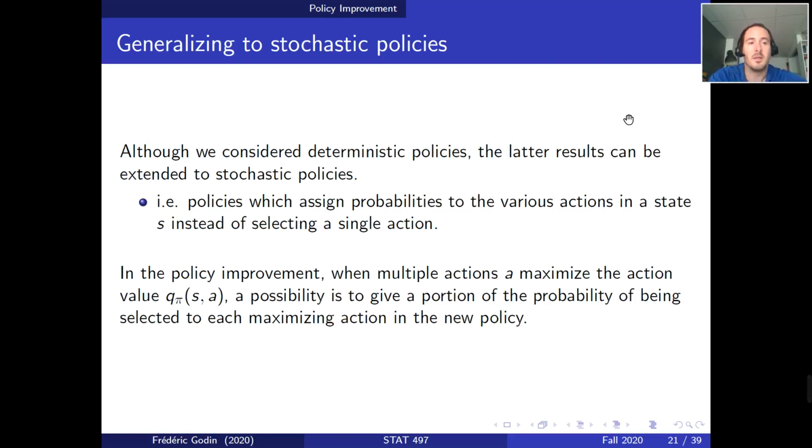Okay, so the reason I was saying that is that the previous policy improvement theorem we saw can be generalized to random or stochastic policies instead of only deterministic ones. We won't go through the details of this, but I just wanted to let you know this. So we saw the proof for a deterministic policy, but again, these types of results can be generalized for stochastic policies.